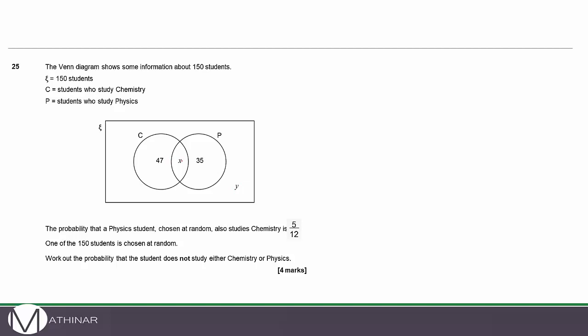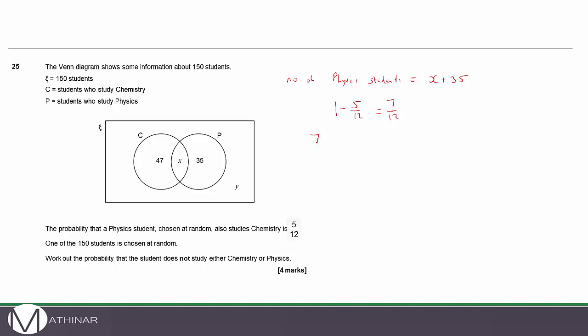So let's first define the number of students studying physics. The number of physics students is equal to the 35 plus the x. So there are x plus 35 students studying physics. It says that of these students, the probability that one of them also studies chemistry is 5/12, which means that the probability that they do not study chemistry would be 1 minus 5/12, which would be 7/12.